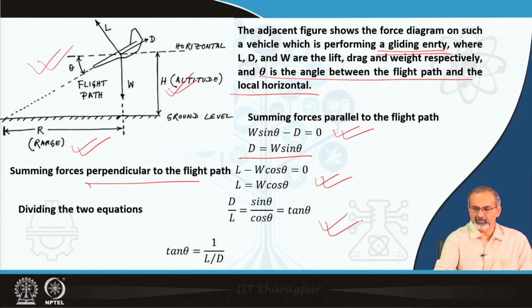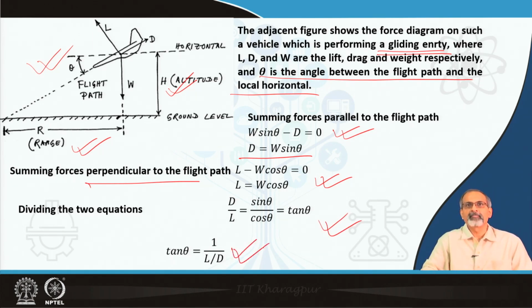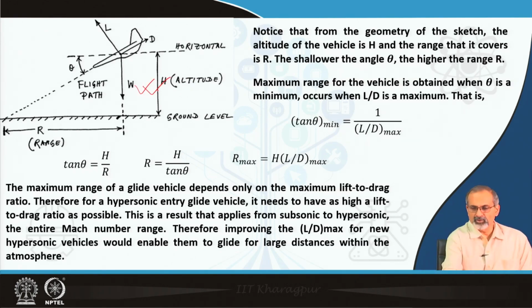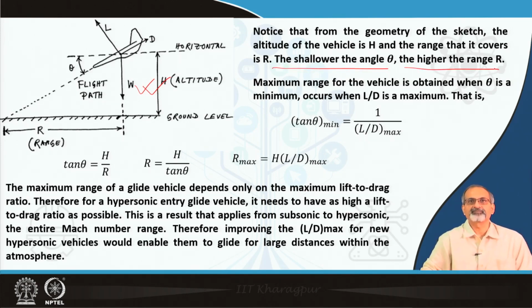If you divide the two equations, you get this, and finally, you get an equation connecting the flight path angle and the L by D ratio. Notice that from the geometry, the altitude H and the range R clearly shows that shallower the angle theta, higher is the range R.